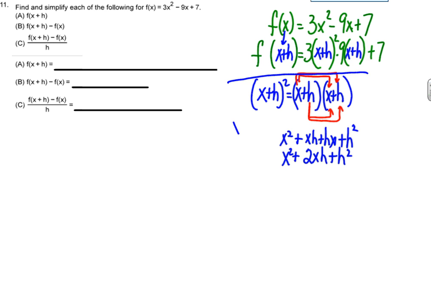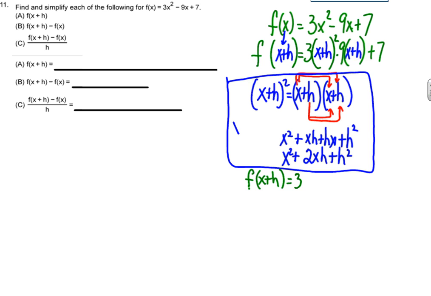Now, let's go back and fill in. So I'm going to put a little, this is kind of our side work. So now we have f of x plus h is going to be equal to 3 times x squared plus 2xh plus h squared minus 9 times x plus h plus 7.